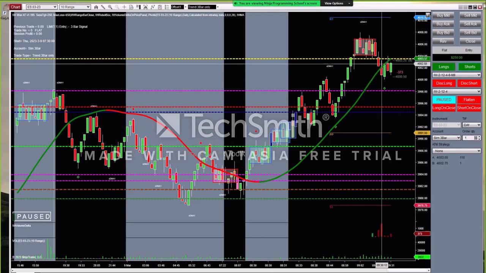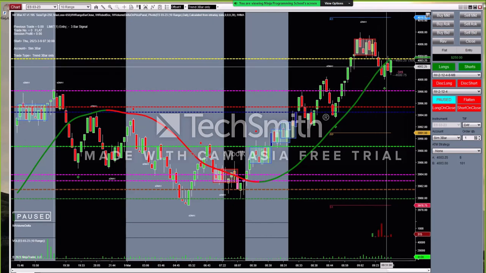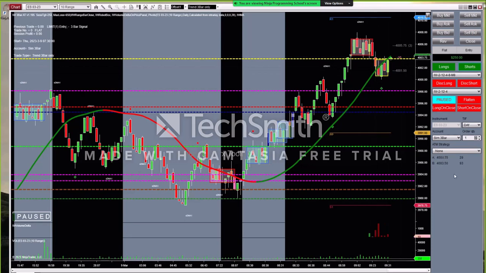Right. So we've got a bar. Robot box up here, Ed. Notice that we came up just a little tiny bit higher than that prior swing. So if we're going short, our real stop is up here at the top over our robot box.